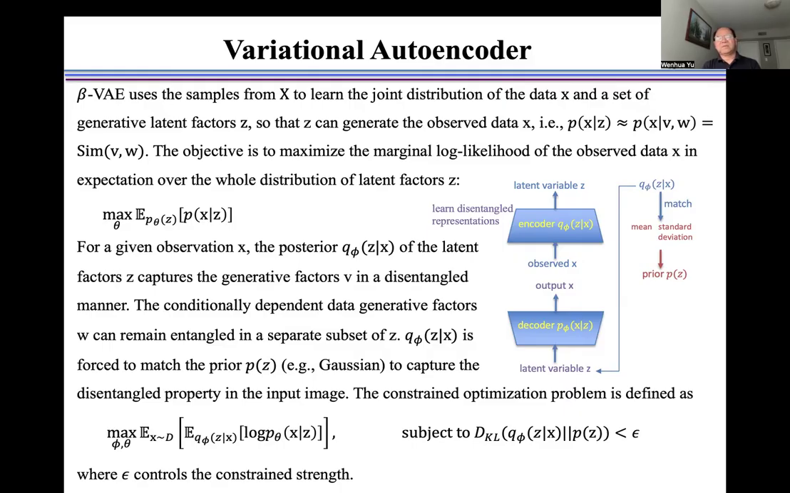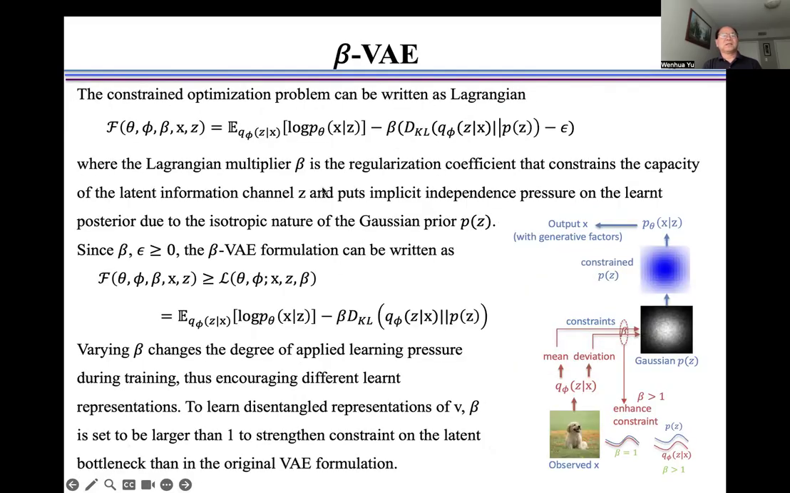The constraint optimization problem is defined as here, subject to D KL smaller than E, where E controls the constraint strength. The constraint optimization problem can be written as a Lagrangian, as shown here, where the Lagrangian multiplier beta is the regularization coefficient that constrains the capacity of the latent information channel Z and puts implicitly independent pressure on the latent posterior due to the isotropic nature of the Gaussian prior P.